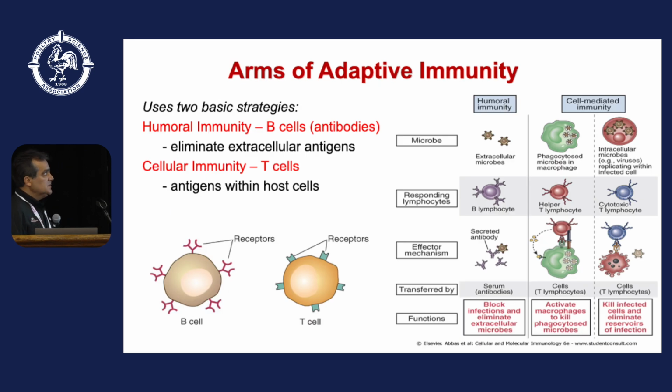So here are the arms of the adaptive immune response, and we have basically two strategies, humoral and cellular. Humoral basically involves the B cells and production of antibodies, so anything that's secreted. Cellular immunity is mainly mediated by T cells, but it also involves B cells. So everything is happening at the same time, but in different ways.